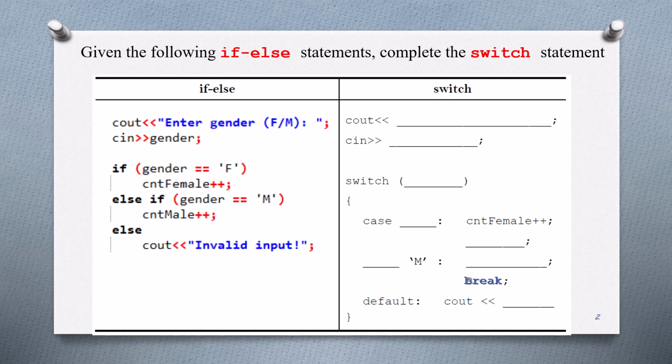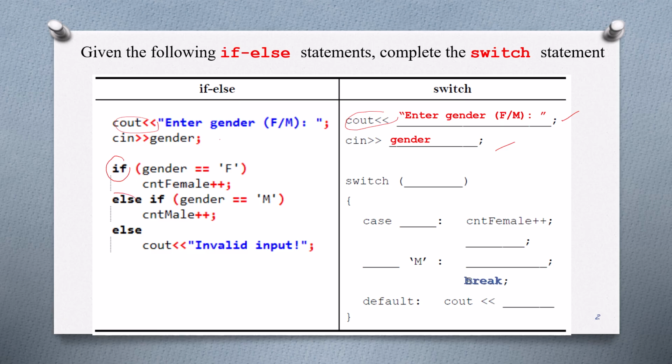So you have here the statement, enter a gender. The equivalent statement will be simply a similar statement, cout gender, right? Next one, cin gender. Okay, similar statement, cin gender. Next one, you have the if statement here.